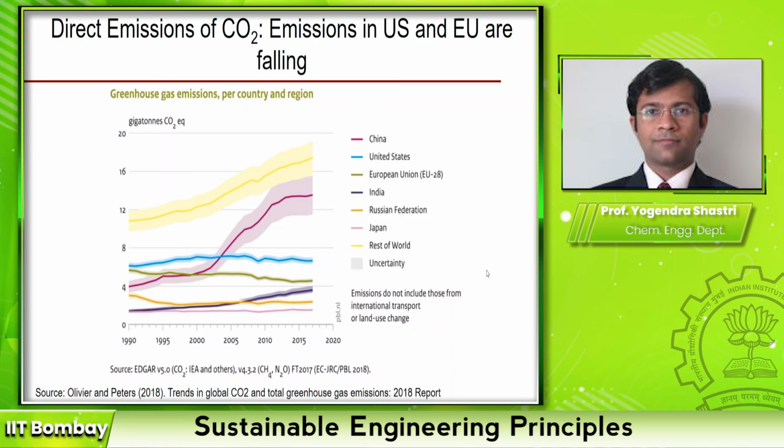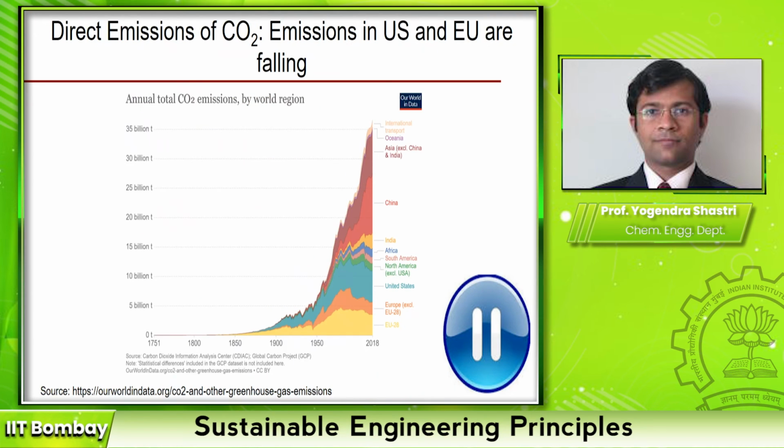So the developed countries like the European Union and United States often give this argument saying that the lifestyle has improved and the emissions have gone down in those countries, and the problem of global warming is now because of what is happening in countries like China and India.